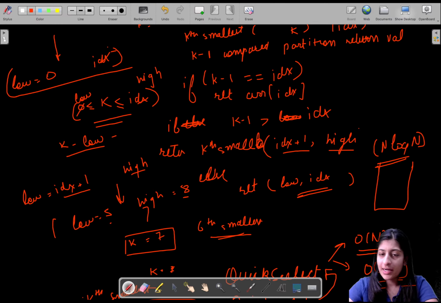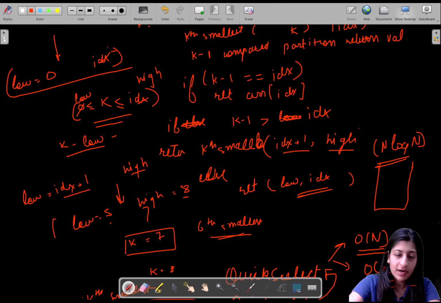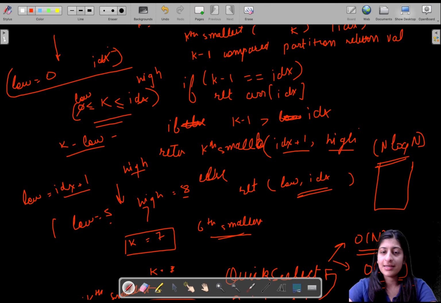Once you are out of the loop, as I explained to you in one of our test cases, you also have to swap ARR of i with the pivot element. So temp is ARR of i, ARR of i will be your pivot, and your pivot is temp. That's how you are partitioning. And finally you return i, the index where your i index is present. That is what you want to return. That will tell you the right position of where your pivot element will be present.